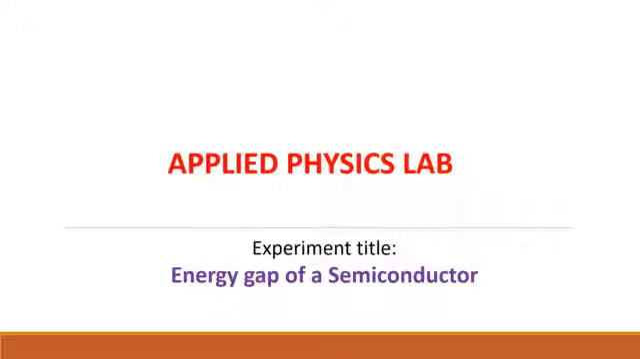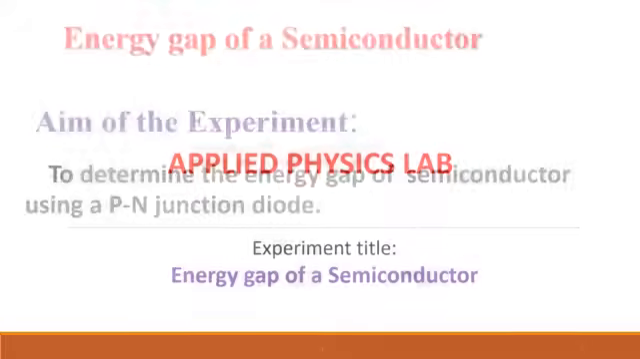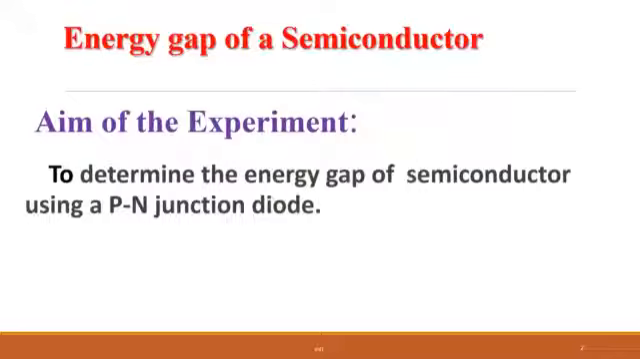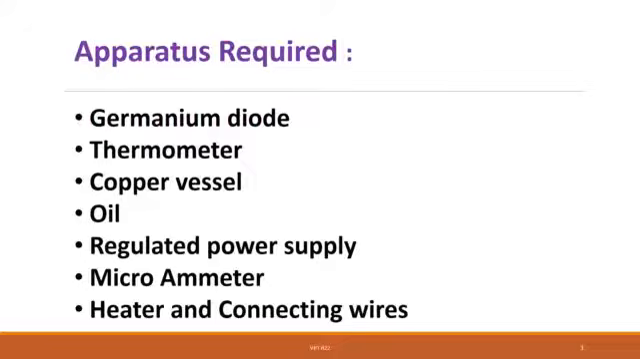We are going to demonstrate an experiment on the energy gap of a semiconductor. Aim of the experiment: to determine the energy gap of a semiconductor using a PN junction diode. Apparatus required for this experiment: germanium diode, thermometer, copper vessel, oil, regulator power supply, microammeter, heater and connecting wires.